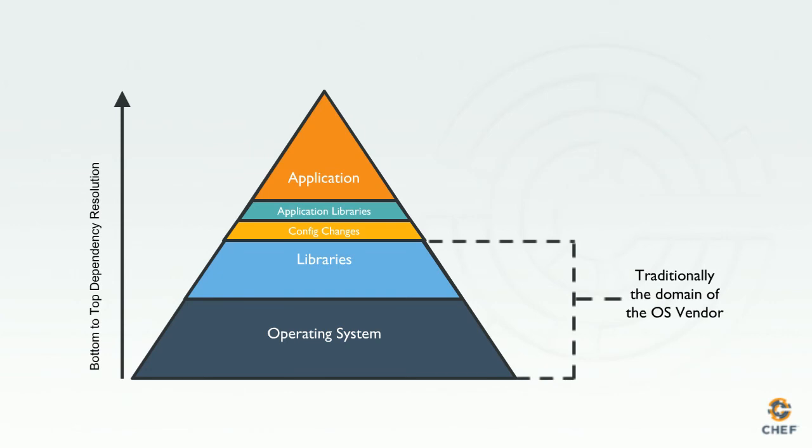Now let's talk about the idea of bottom to top dependency resolution versus how Habitat actually resolves dependencies. In that Dockerfile example that we showed earlier, really what you're doing is starting from the bottom and layering in the operating system that you need. You layer in any additional libraries that you're going to need, any config changes that you need, then the application libraries that you need. And then finally, you put the application into the actual container and ship it that way.